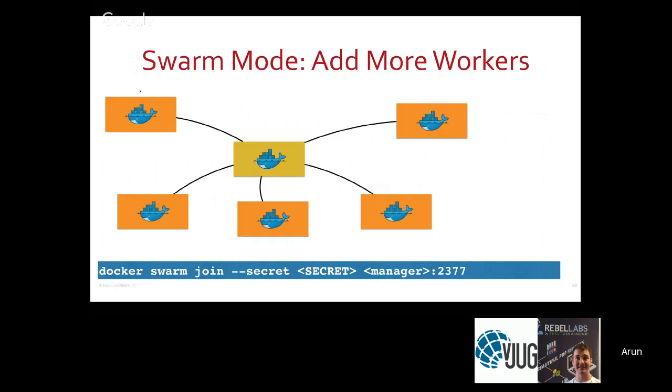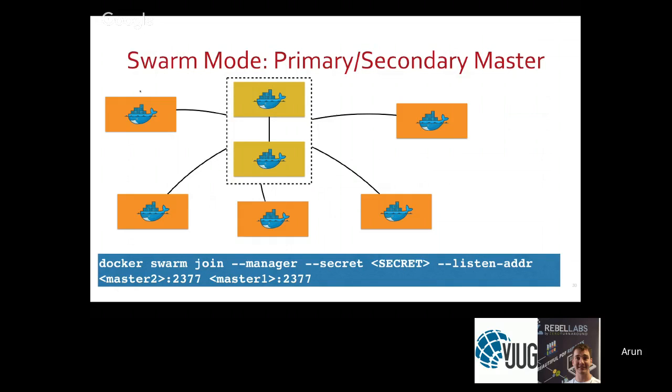The manager is primarily for administrative purposes, although by default you can run containers on the manager as well. You have an option to configure the manager to be a pure manager with no containers running on it. There is an option for having a primary versus secondary master. So you can set up a cluster of masters and a cluster of workers. Any request that goes to the secondary master is automatically proxied to the primary. And if the primary goes down, the secondary automatically becomes the primary in that case.